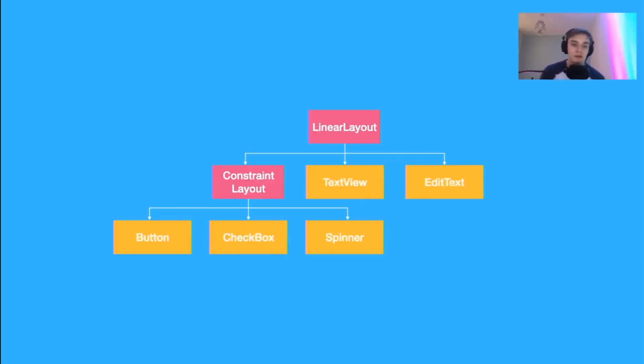So here's an example of actual views and how they might be grouped. We've got a linear layout with two text views. Now, a linear layout is effectively everything in a linear order, either vertically or horizontally.